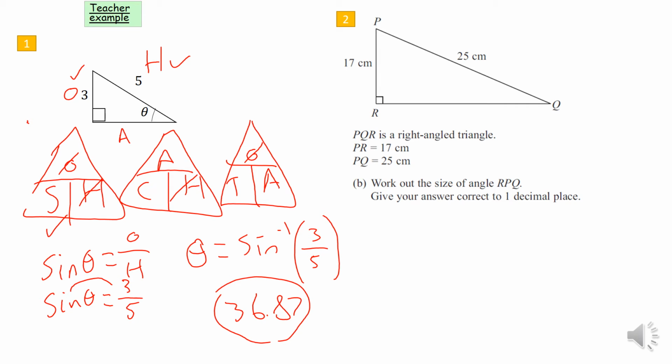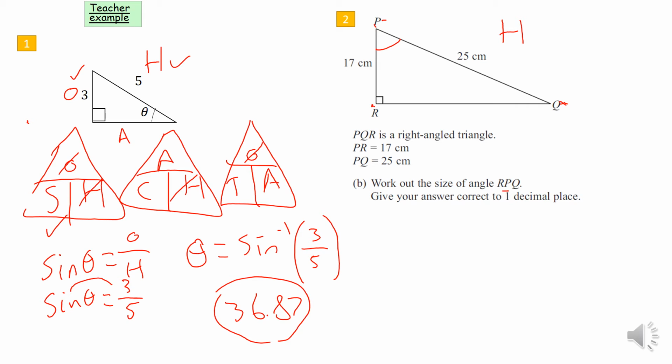Right, question 2. We do exactly the same thing first. We label the triangle, so there's my hypotenuse. We are looking to calculate the size of angle RPQ. So it's talking about this angle here, because RPQ, I'll repeat that again, it's asking us to calculate angle RPQ. Another way to look at it is, we've got P in the middle, so we are calculating angle P.